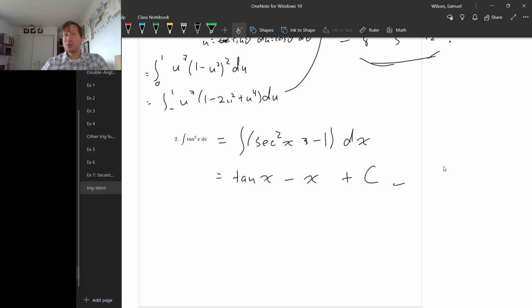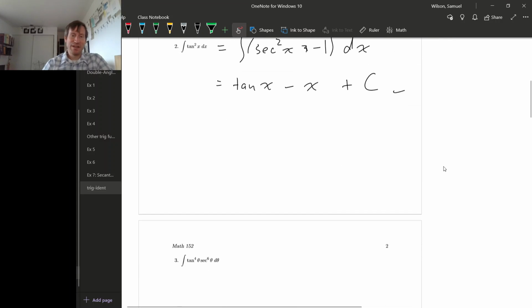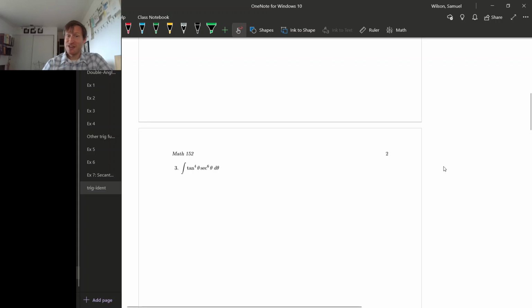So have a look at number 3 before you watch my solution. Okay. How about tangent to the 4th, secant to the 6th. So let's see, these powers are both even.